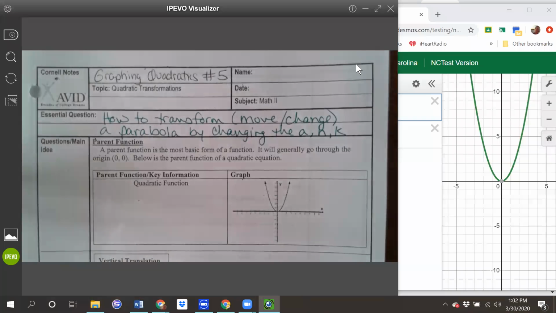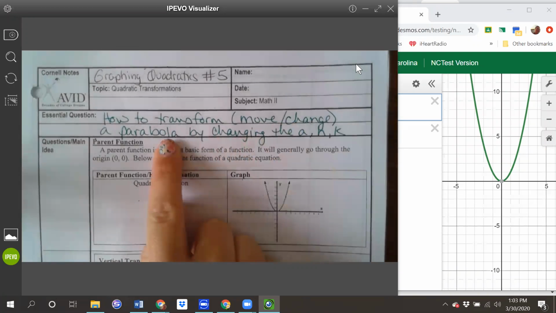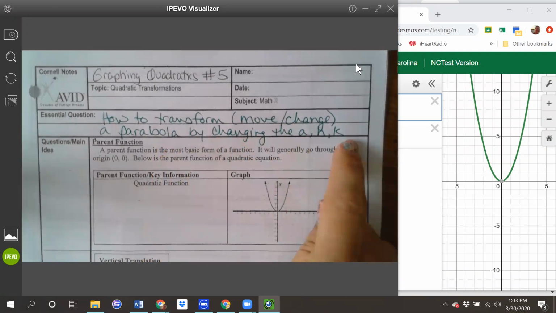Welcome to Graphing Quadratics number 5. Today we are going to learn how to transform, which means move or change, a parabola by changing the values of a, h, and k.